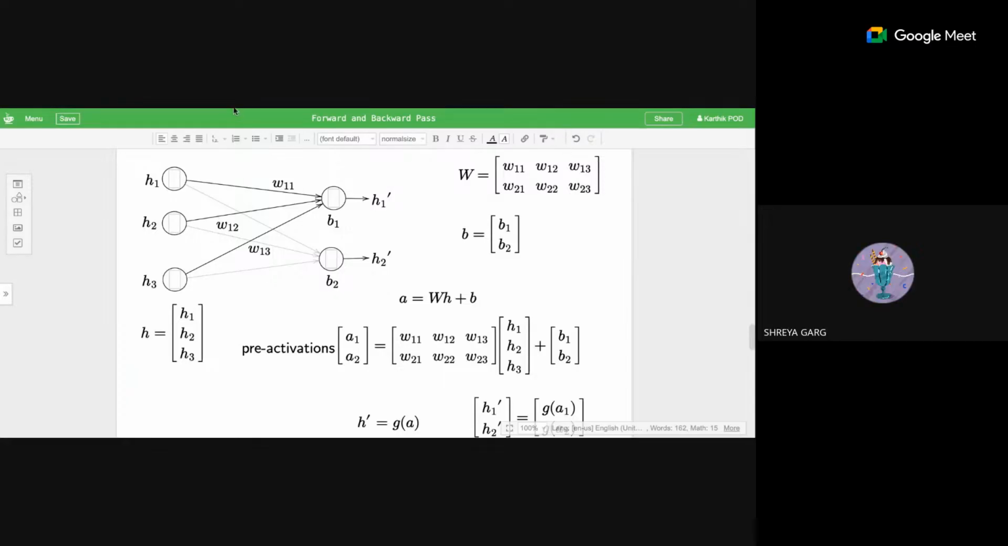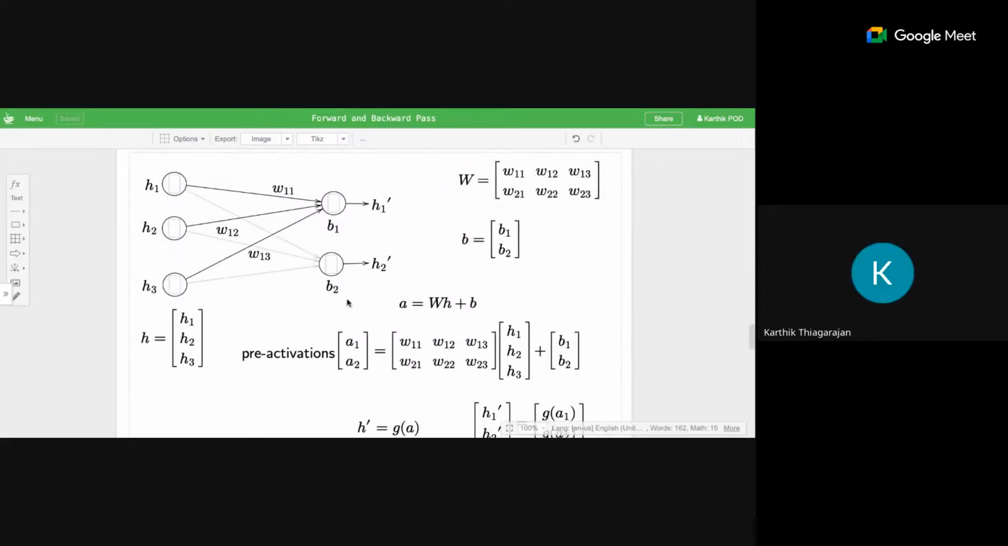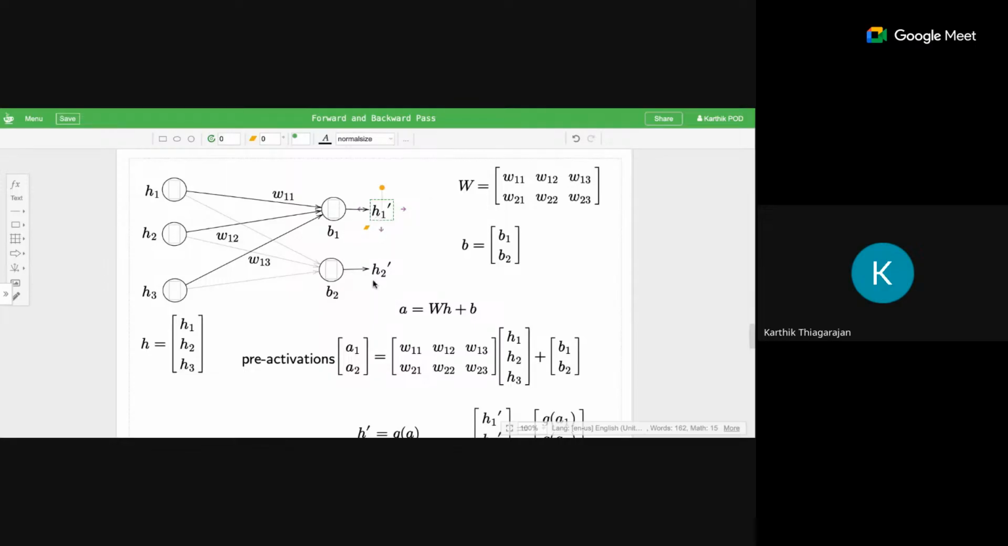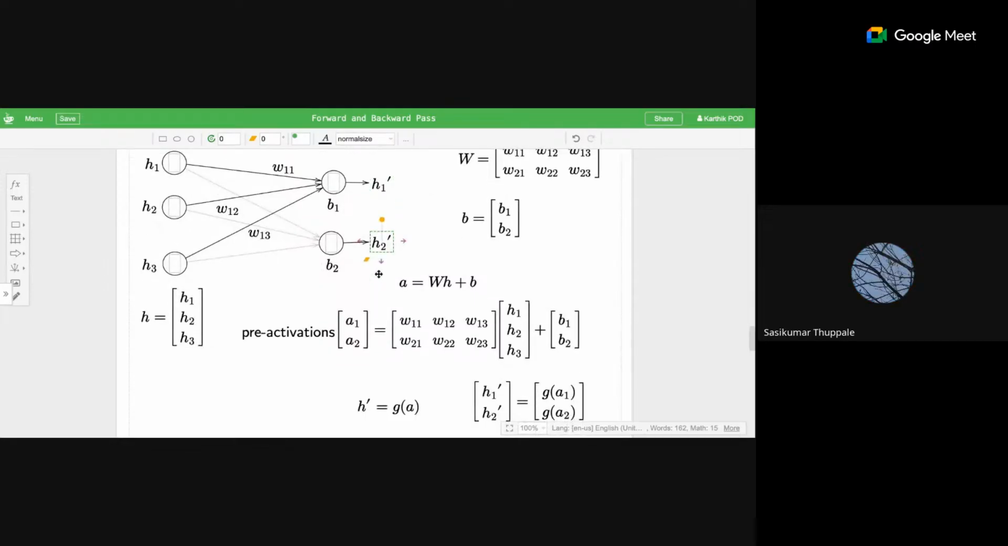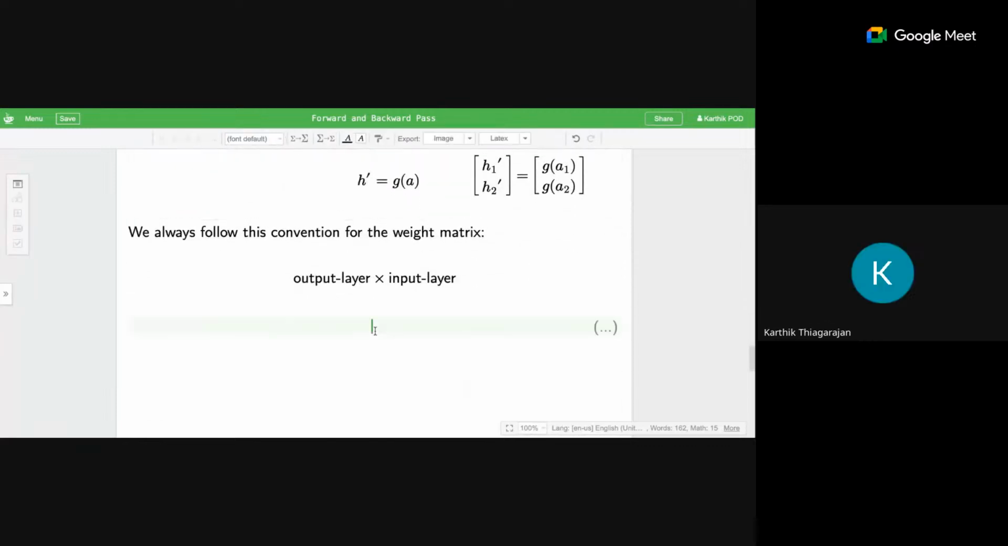Yes, sir. So this output is a scalar then. Each of these is a scalar, but if you put them together, it's a vector. Okay. So now that is what we are going to come to.